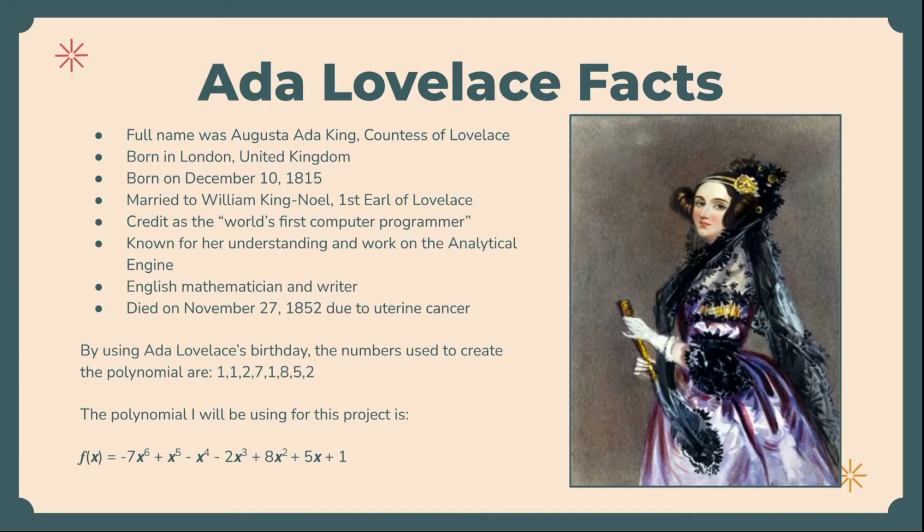First, I would like to give some background information on my scientist. Ada Lovelace's full name was Augusta Ada King, the Countess of Lovelace. She was born in London, United Kingdom, on December 10, 1815. She was married to William King Noel, 1st Earl of Lovelace.